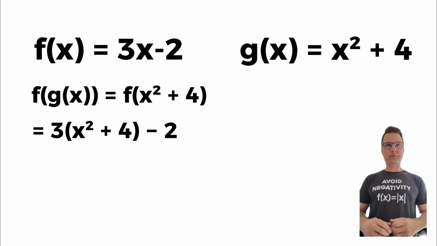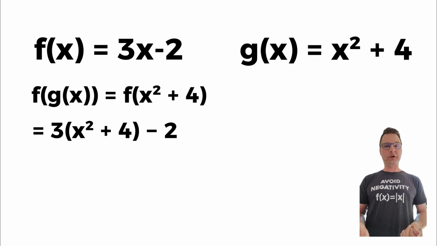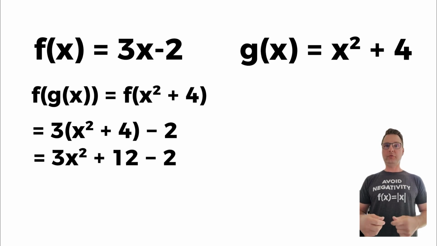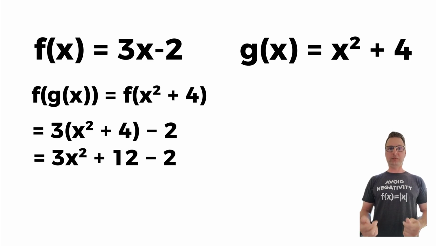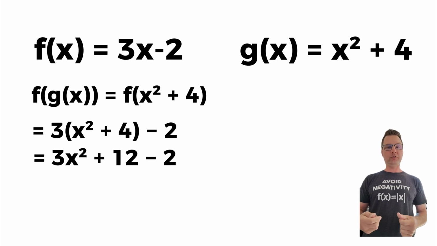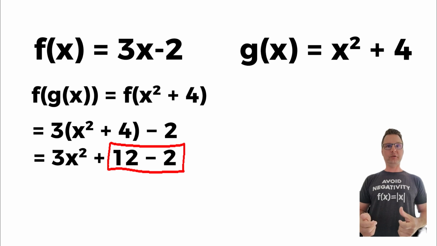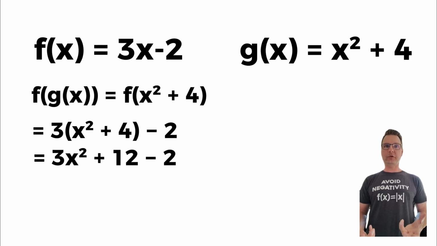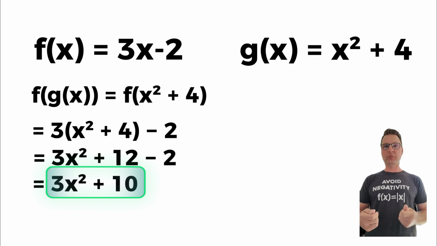Now simplify. First distribute the 3. 3 times x squared is 3x squared. 3 times 4 is 12. So we have 3x squared plus 12 minus 2. Combine like terms, 12 minus 2 is 10. So the final result is 3x squared plus 10.